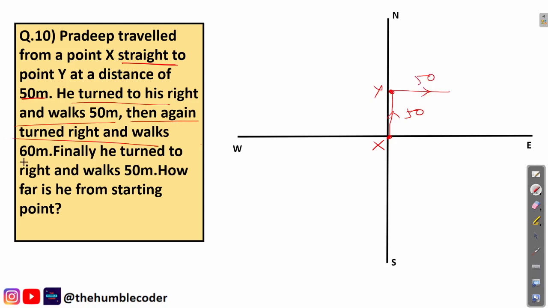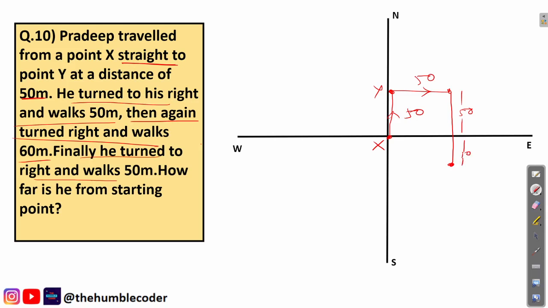Then again turn to his right and walks 60 meter. So again turn to his right and walks 60 meter. So he is at this position. So this much is 50. Let me write it clearly. So this much is 50 and this much is 10.